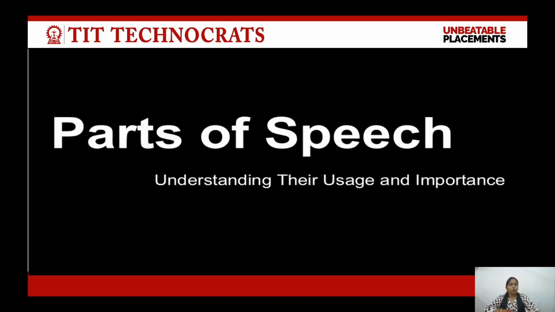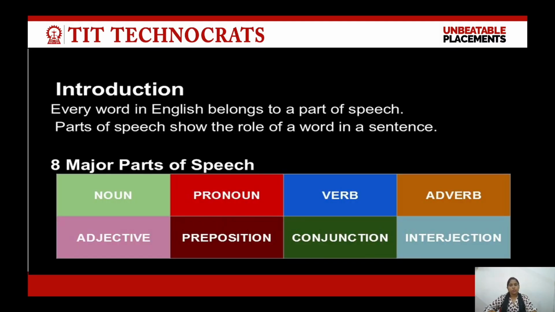Now, most of you must be knowing what parts of speech are. In parts of speech, we have basically 8 types. There are 8 parts of speech in English grammar or in the English language, which are noun, pronoun, verb, adverb, adjective, preposition, conjunction, interjection. So here it is written that every word in English belongs to a part of speech. Whatever word in English you are learning, it belongs to a part of speech.